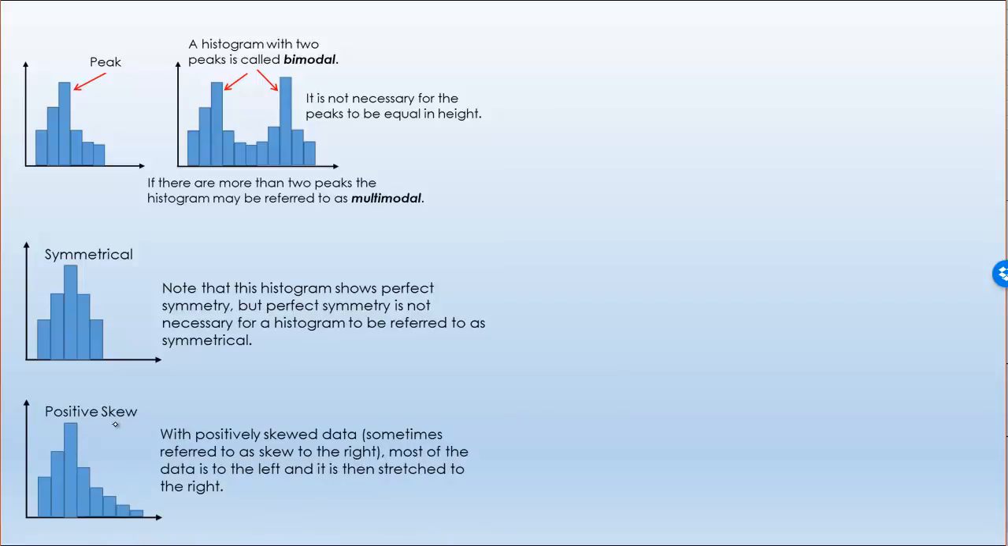This type of diagram is said to have positive skew. Note with this one that most of the data is at the left-hand end, and then it's stretched out in the direction of the positive x-axis. That's why it's called positive skew. With positively skewed data, sometimes referred to as skew to the right, and we can see that because it's pulled out to the right, most of the data is at the left, as we mentioned, and it is then stretched to the right.